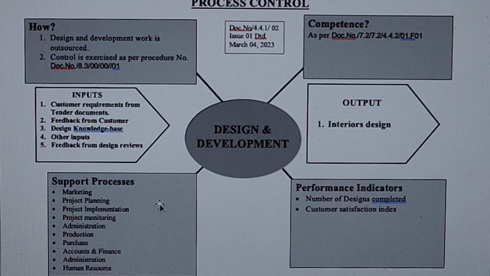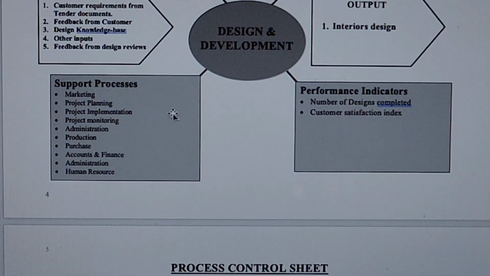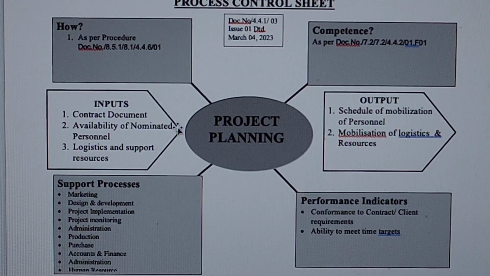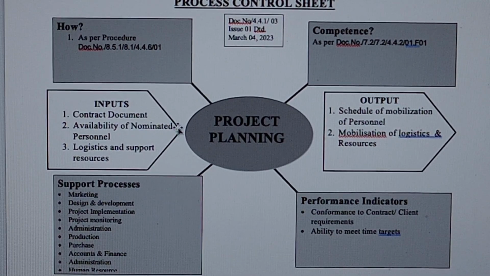So the inputs are described here, and then the process, and then the output, and the box at the bottom left is the supporting processes, and the box at the bottom right is performance indicators. So number of designs completed and customer satisfaction index, these are the two indicators. Now we go to the next sheet, which is 03, project planning.